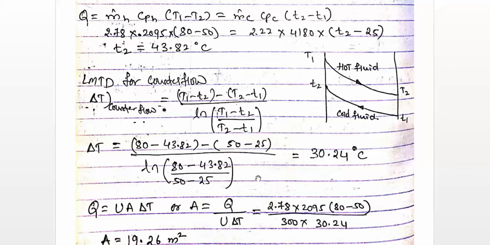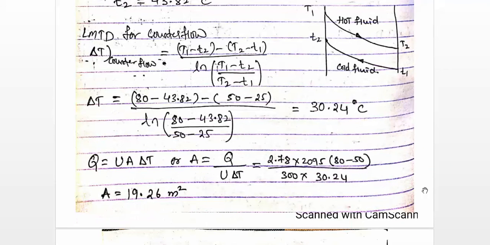Q is equal to the mass flow rate of the hot fluid multiplied by specific heat of the oil into bracket 80 minus 50, the temperature difference, that is inlet temperature minus outlet temperature of the hot fluid, divided by U, which is given, that is already 300 watt per meter square Kelvin, and delta T is 30.24 degrees Celsius we obtained. So just substitute the values, you will get the area as 19.26 meter square.